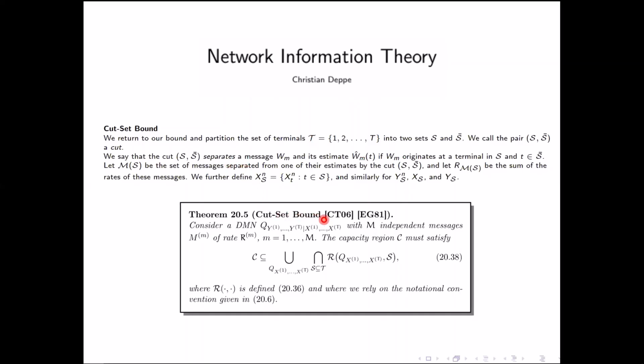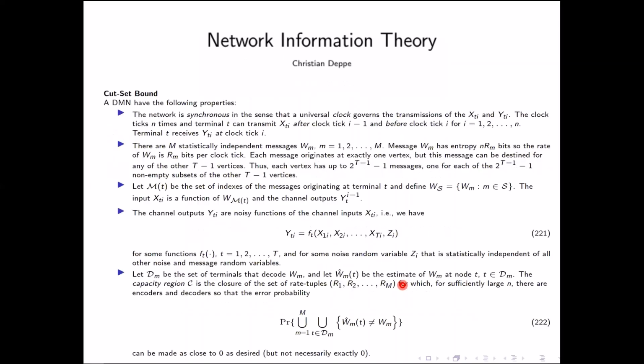And the cut theorem says then that the capacity region is a subset of the union of all Q(x1 to xt) and the cut over all S which are subsets of T, where R is the total rate, which is defined before. So you see it here.